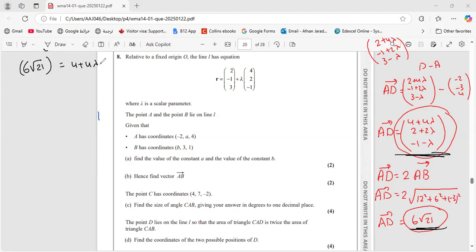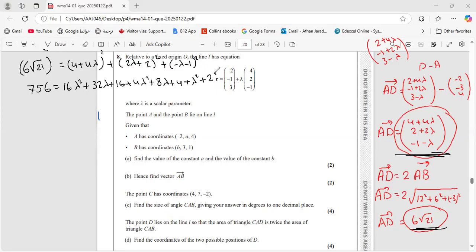4 plus 4 lambda squared plus 2 lambda plus 2 squared plus minus lambda minus 1 squared. Okay, here we had a square root, there's no square root because we square both sides. This one will be 756 equals to this one: 16 lambda squared plus 32 lambda plus 16, plus 4 lambda squared. First one times second one times 2, which equals to 8 lambda plus 4, and plus the last one, which is lambda squared. First one times second one times 2, which equals to 2 lambda plus 1.